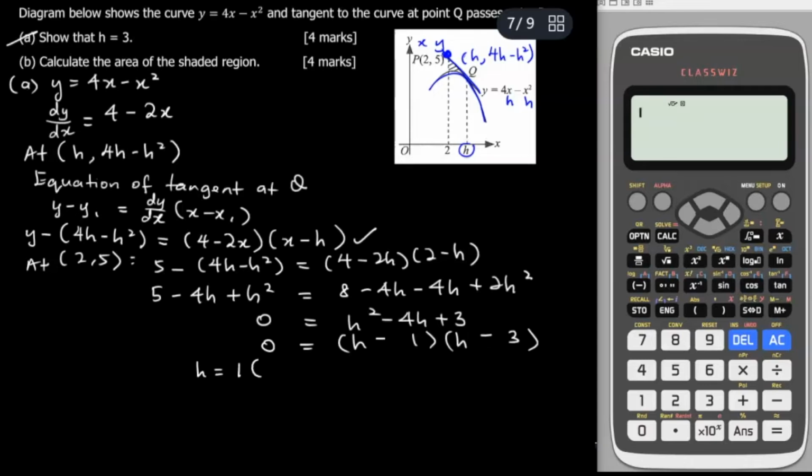So h equals 1 is rejected. Why? Because from the diagram, h is on the right side of 2, which means h must be more than 2. Therefore h equals 3. So we have shown that h equals 3. This is the answer for A.